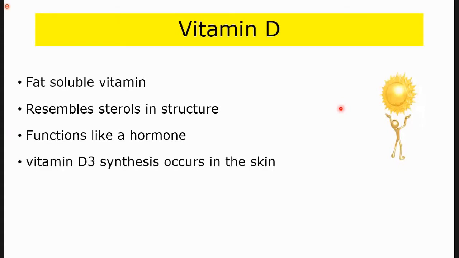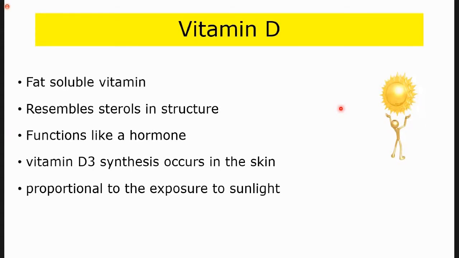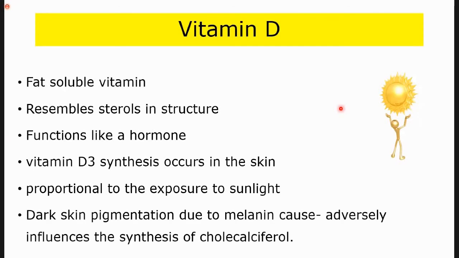Vitamin D3 synthesis occurs in the skin and is proportional to the exposure to sunlight. Dark skin pigmentation due to melanin adversely influences the synthesis of cholecalciferol. Now, these are some of the important points with vitamin D.